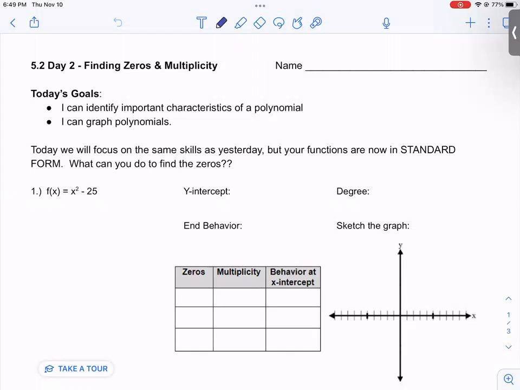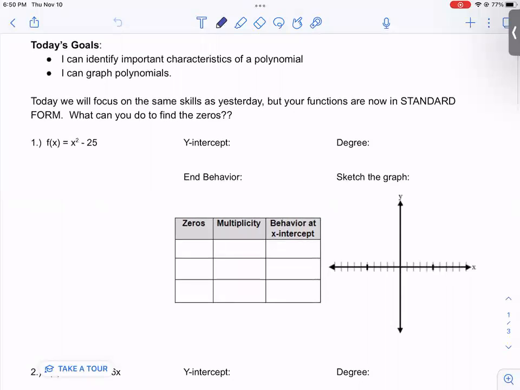Good morning. Today's lesson is an application and an extension of what we learned yesterday about finding zeros and multiplicity. Our goals for this lesson are to identify important characteristics of polynomials and to graph polynomials to the best of our ability using some of the key characteristics of the graph.